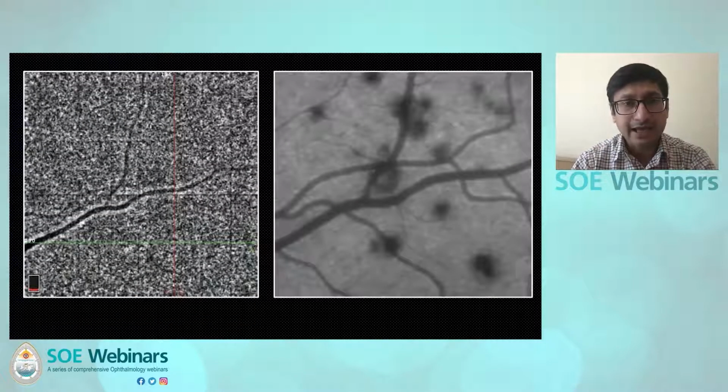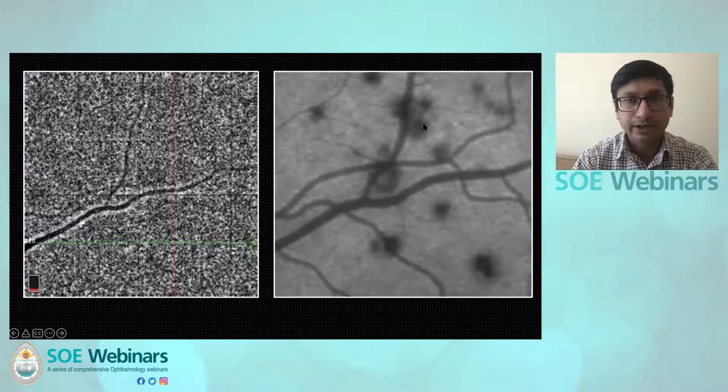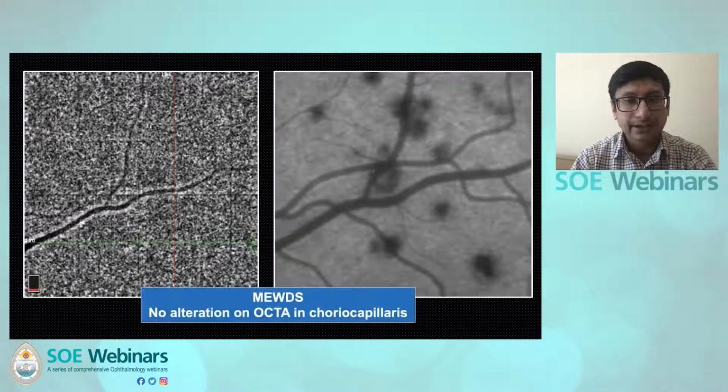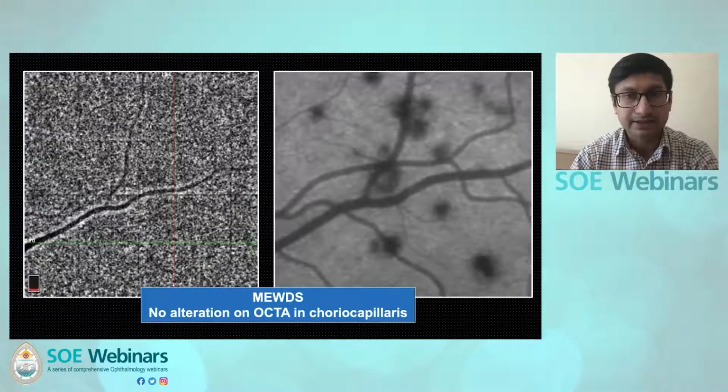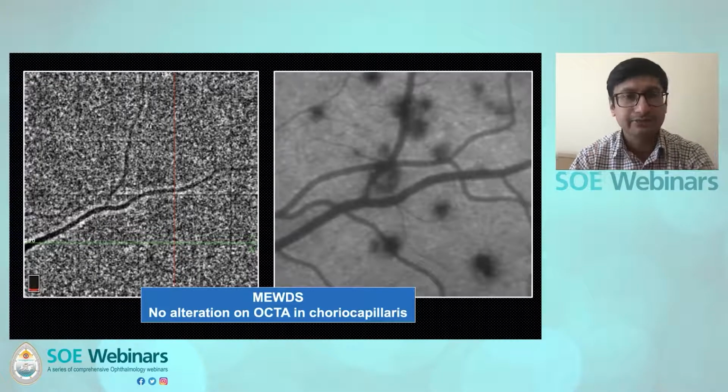And the most interesting aspect is, though you have hypo areas on ICG, you have absolutely no flow deficit areas on OCT angiography. So in MUTES, there is no alteration on the OCT-A in choriocapillaris layer. And this is one very interesting finding, and that's why you can actually redefine the disease pathophysiology by using advanced choroidal imaging, like in this patient and in this disease, which is MUTES.